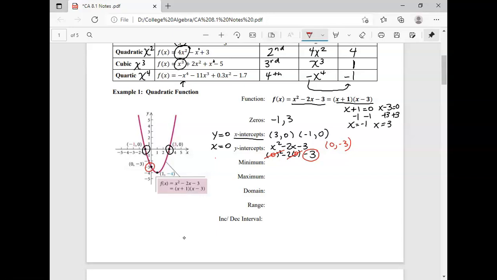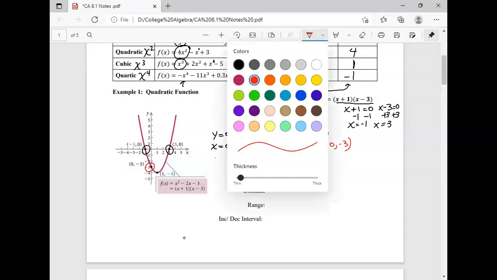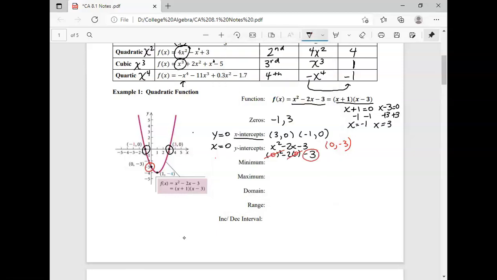Does this graph have a minimum or a maximum? It has a minimum, and they tell us what it is right here. You're exactly right. It has a minimum, and that minimum is at (1, -4). Usually when we talk about a minimum, we refer to what's happening with the y value. So our minimum occurs at -4. We don't have a maximum value.